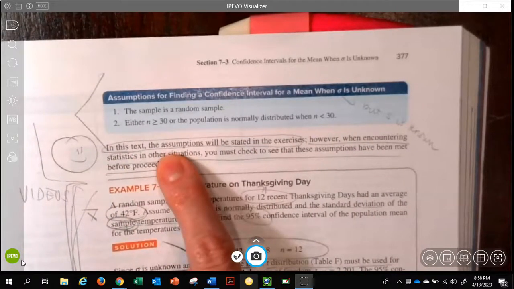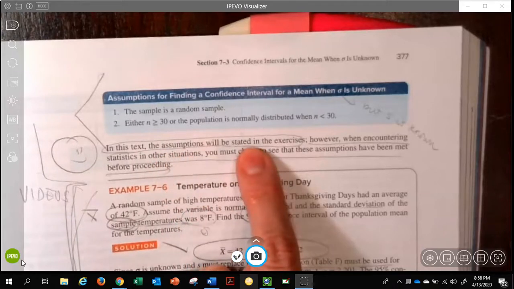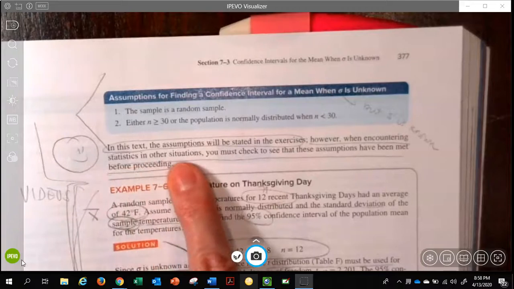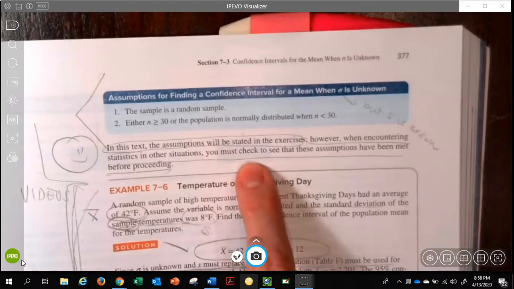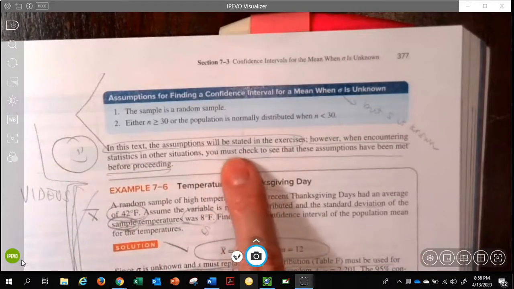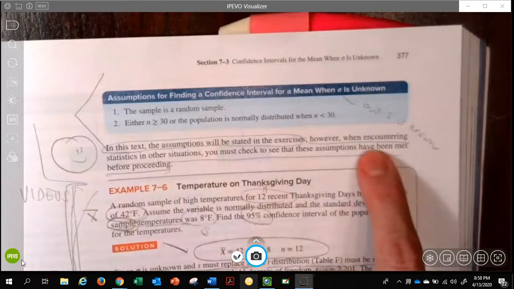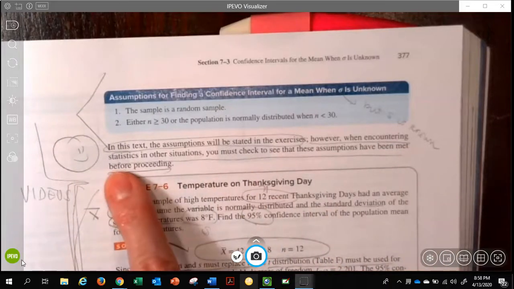In this text, the assumptions are going to be stated. They're going to give them to us. However, when encountering statistics in other situations, you must check. When I wrote my dissertation, I had to check. And I had to write in my dissertation that I had checked and type in what I had found and what I used, that these assumptions have been met before proceeding.